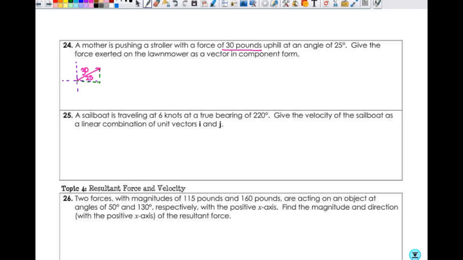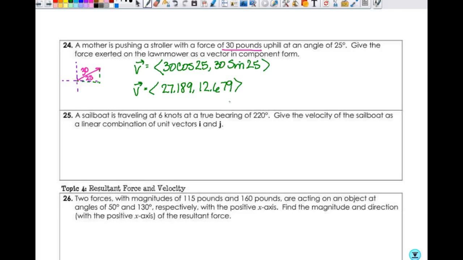So that's your r cosine theta, r sine theta. So the vector is equal to the magnitude, which is 30 times the cosine of 25, and then 30 times the sine of 25. And that's all it is. So that gives me, and it doesn't say in trigonometric form, so I don't get to leave it like that. I have to actually type that in and get 27.189, 12.679. There is the force exerted in component form. Okay, it's not the resultant of the vector.